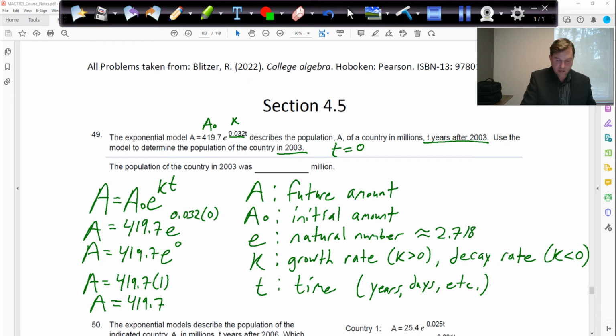So this is the unique case where, in essence, all they're really asking for is the initial amount, which we could have just said, oh, it's 419.7. So if time is 0, your amount is your starting amount. But you can see it with the math there. By plugging in 0, you get it to simplify to that number. Okay, that's the first one.